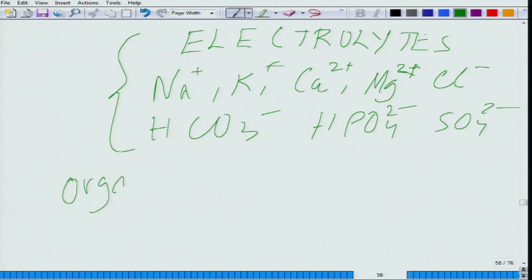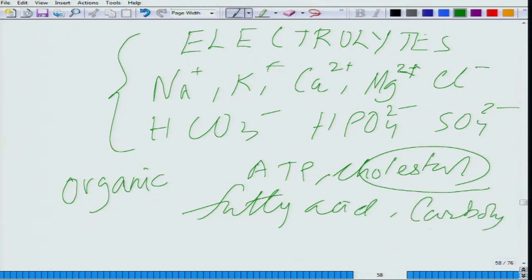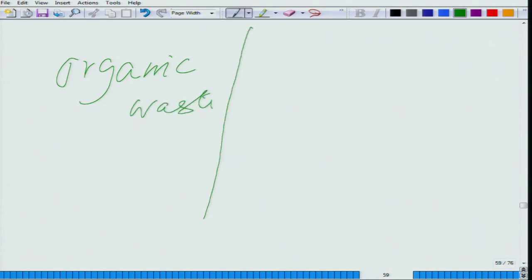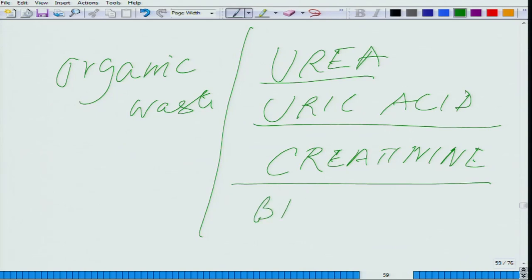Then you have the organic nutrients, which include ATP, cholesterol, fatty acids, carbohydrates, and amino acids. Then you have the organic waste it carries, which includes urea, uric acid, creatinine, bilirubin, and ammonium ion.